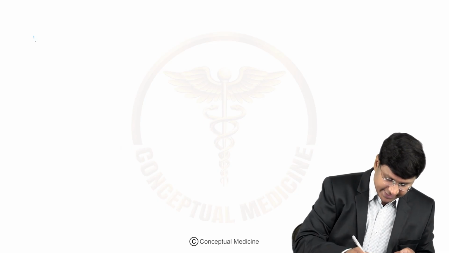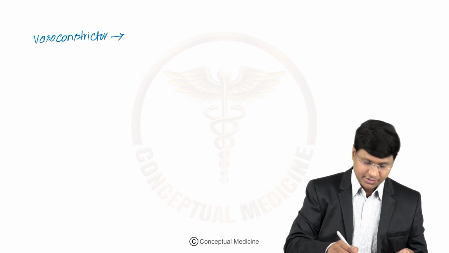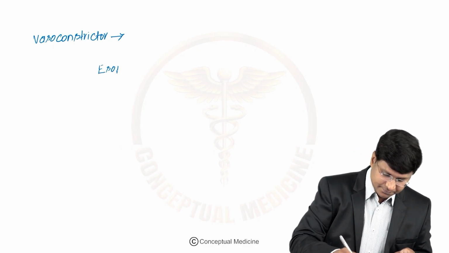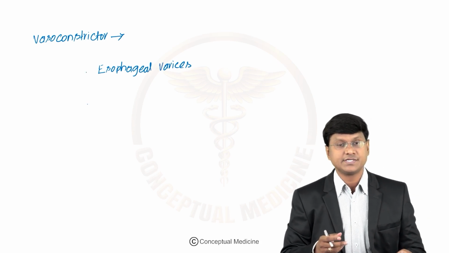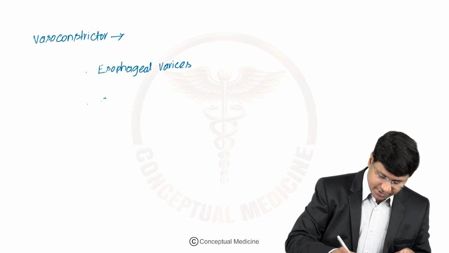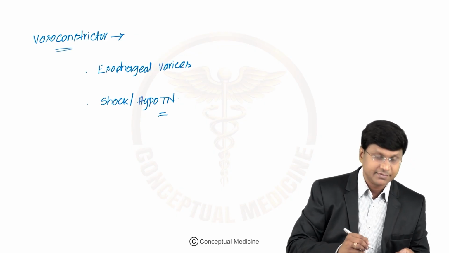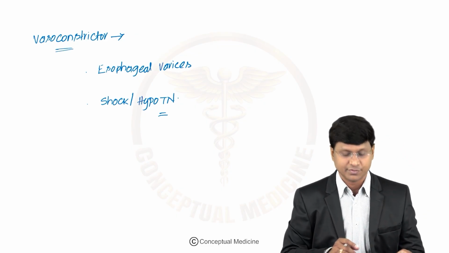Now, the vasoconstrictor action is used in the treatment of esophageal varices, which can develop secondary to cirrhosis of liver. And this vasoconstrictor action is also used in the treatment of shock or hypotension. So that is where the vasoconstrictor action of the V1 receptor is useful.